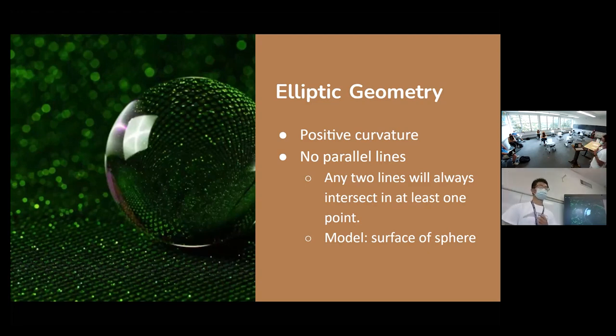So the main focus of our presentation is going to be about elliptic geometry, which is a subset of non-Euclidean geometry that has a positive curvature. And it replaces Euclid's parallel postulate with the idea that no parallel lines can exist. What this means is that any 2 lines on an elliptical surface will always intersect at least 1 point. And throughout this presentation, we're mostly going to be using the surface of a sphere as our model.